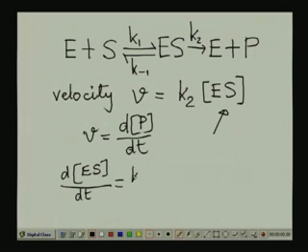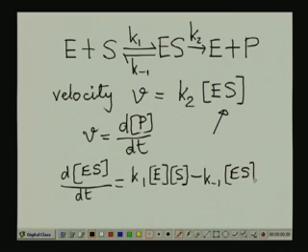I can write K1 enzyme concentration, substrate concentration, minus, why minus? Because it is being destroyed in the backward reaction, and minus K2 ES, right? So, what do I have? I have an expression that tells me that this dES dt is going to be K1 E S because it is formed by K1, it is destroyed by K minus 1 and K2.